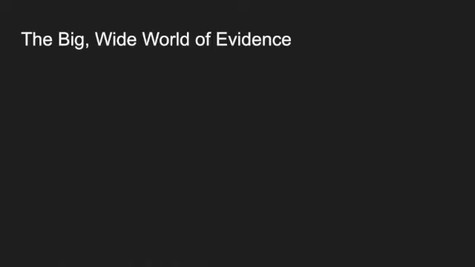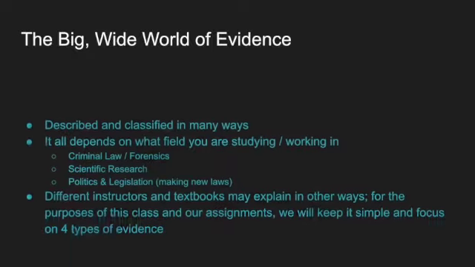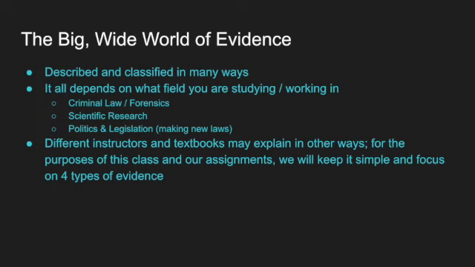If you were to Google evidence, you would find out that there are many different ways evidence can be classified and explained. It really all depends on what field you are studying or working in. For example, in criminal law or forensics, you would find that one of the types of evidence is physical evidence. So that's something like DNA, like blood or hair found at a crime scene. Or it could be video footage, like a security camera capturing an accident that happened.